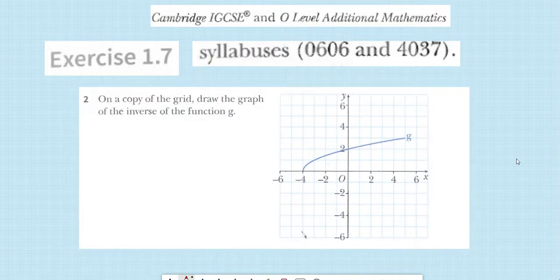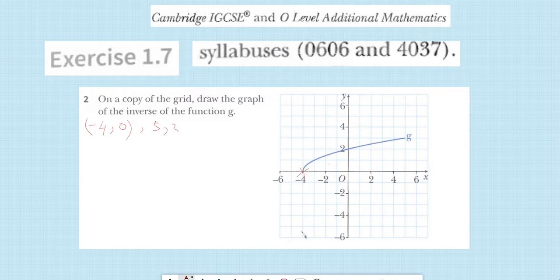Okay, this is question number 2. On a copy of the grid, draw the graph of the inverse of the function g. So we have to draw the graph of g inverse. Again the same strategy we have to use. We have to take 2 points, like this point, -4 comma 0, and this point is 5 comma 3.